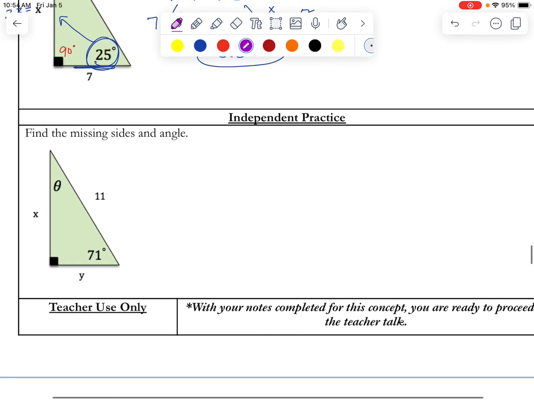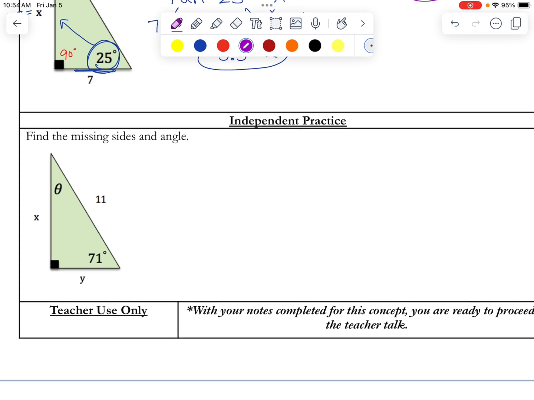Alright, last independent practice problem. We're finding the missing side and angles again. So again, we have two angles. We know that this is 90 degrees, and then we know that this one is 71, obviously. So to find our theta, we would do similarly to above. 180 minus (90 plus 71) equals theta. I also encourage you guys to pause this video, try this on your own, and then watch this back and see if you guys got the correct answers. For this one, once you put that in your calculator, you should get 19 degrees for theta.